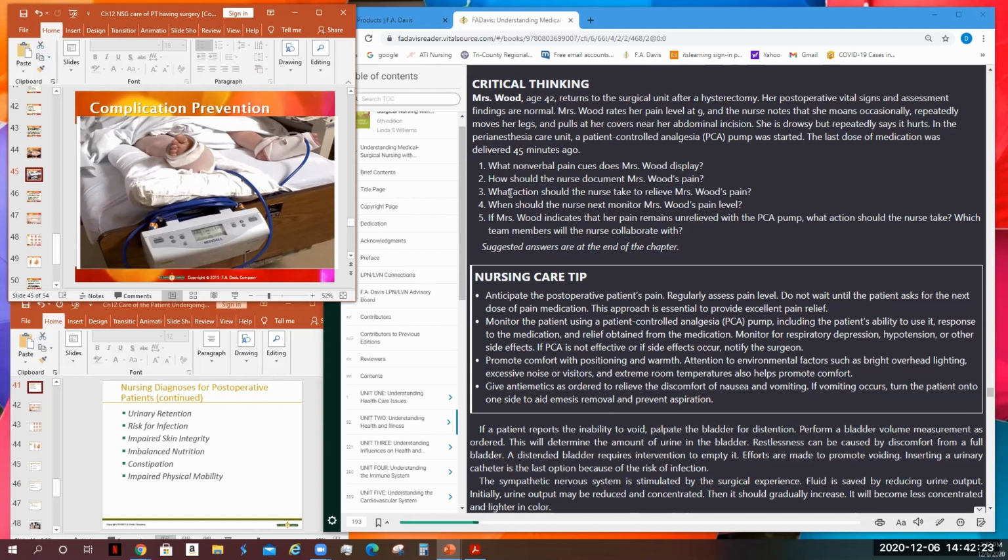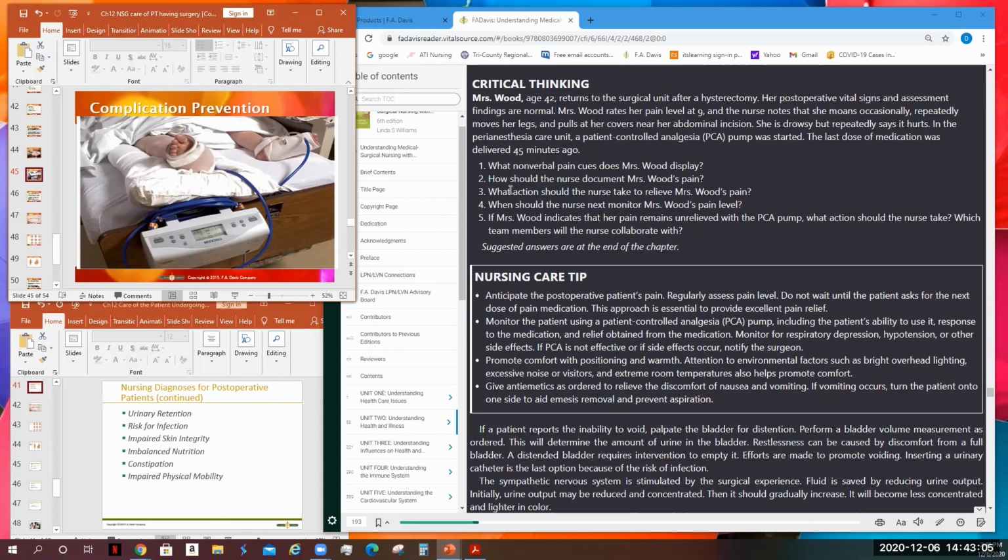Number 4, when should the nurse next monitor Mrs. Wood's pain level? And the answer is in the top of page 200. After the PCA pump is pushed by the patient, monitor pain level in at least 30 minutes to determine pain relief. If Mrs. Wood is asleep, she should not be awakened unless it is necessary. Nonverbal cues should be observed. Count respirations and document. After Mrs. Wood is more alert, PCA monitoring is done hourly or per agency policy.